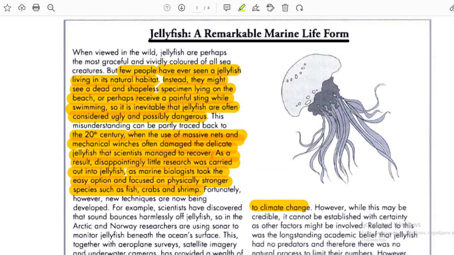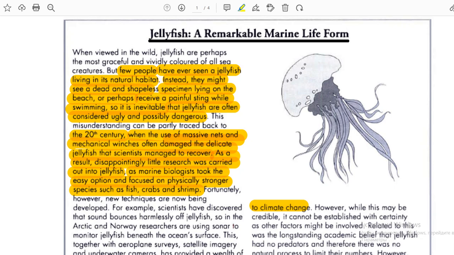So, the 20th century, when the use of massive nets and mechanical winches often damaged the delicate jellyfish that scientists managed to recover. As a result, disappointingly little research was carried out into jellyfish as marine biologists took the easy option and focused on physically stronger species such as fish, crabs, and shrimp. So, which words in the question tell you about the writer's view or attitude? So for the first paragraph, the answer is yes.